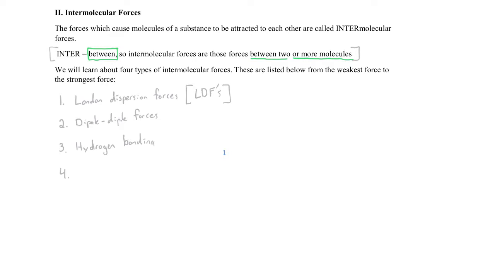After we understand London dispersion forces, we'll learn about dipole-dipole forces. Then we'll learn about hydrogen bonding and ionic bonding. And I've decided to teach these to you in the order I have shown here, from the weakest force to the strongest force. So London dispersion forces are the weakest, and you'll learn why that is, and we will progressively learn about stronger and stronger forces as we move forward. So let's go to the next page where we can start learning about the causes of intermolecular forces.